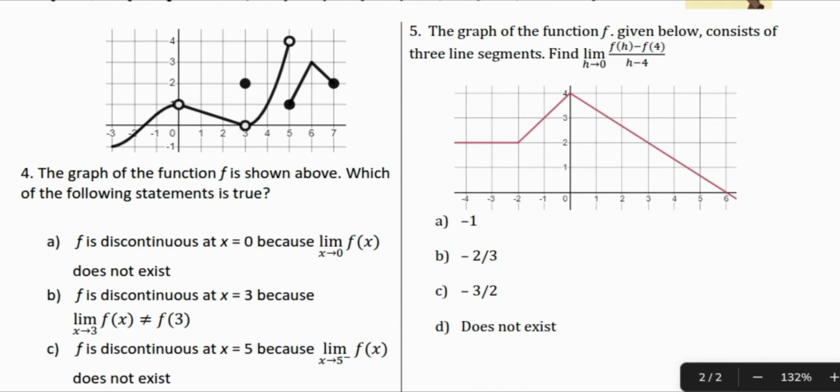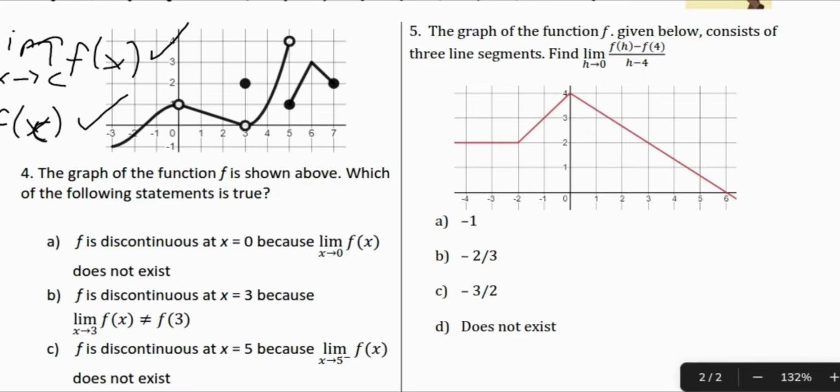Okay, so it seems like all of these questions just ask for discontinuity. So remember the laws of continuity: the limit as x approaches c of f of x must exist, and then f of c must exist, and they have to also be equal to each other. Remember that.